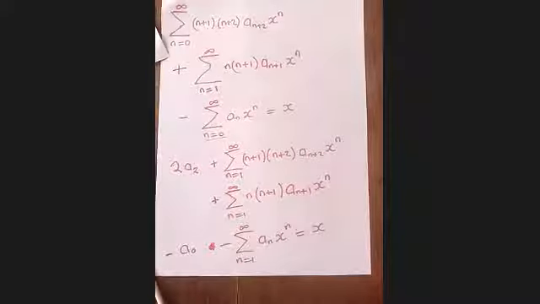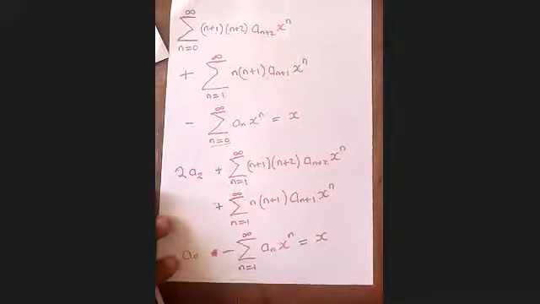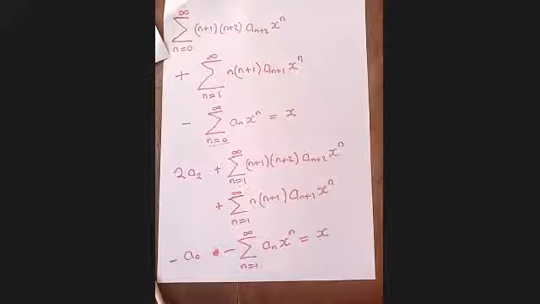Are you okay now? Just on the last step, sir, where you have a naught minus the summation from n equals 1 to infinity of a_n x to the power n, is equal to x. Just there, sir. Yes. All the steps up to that point.